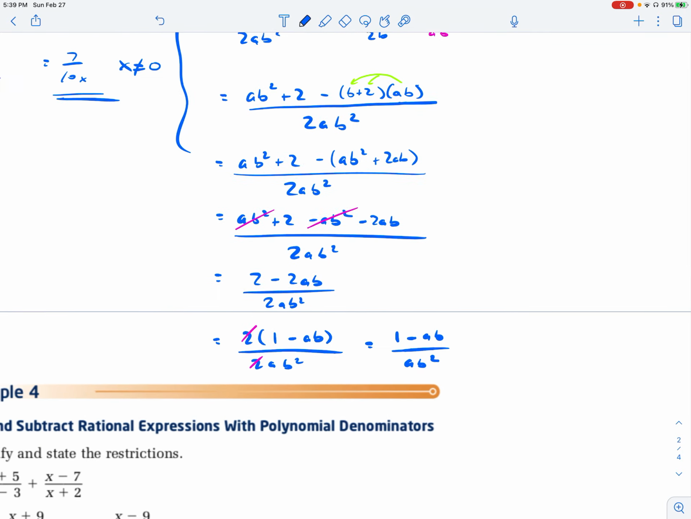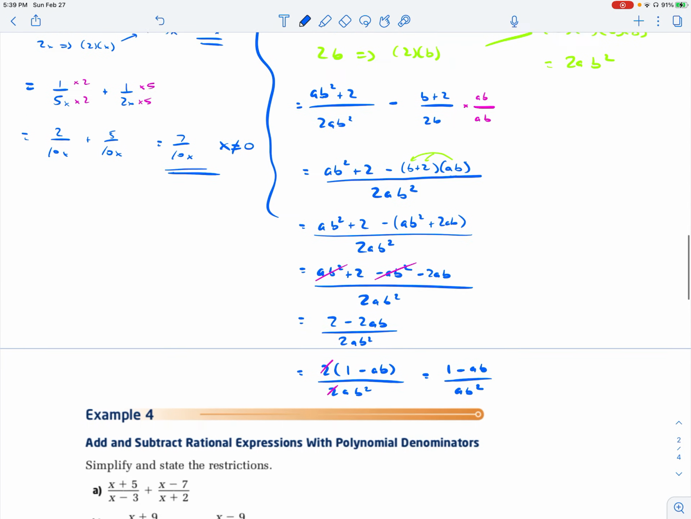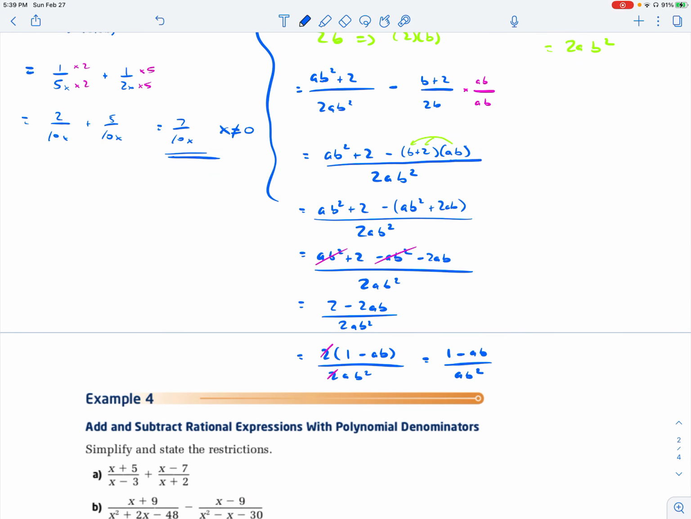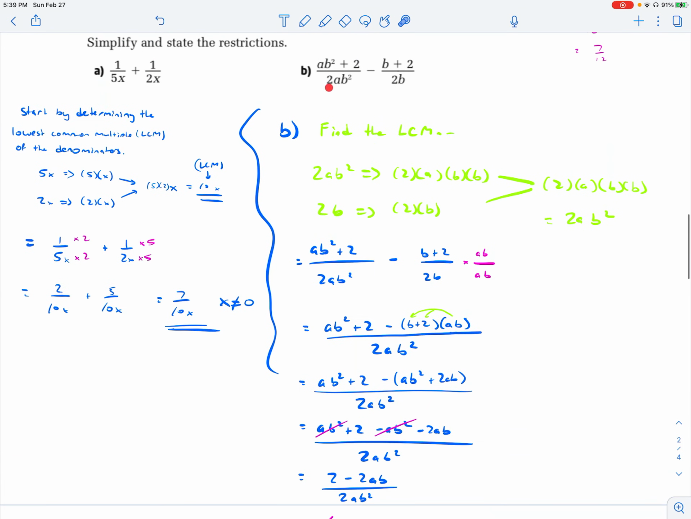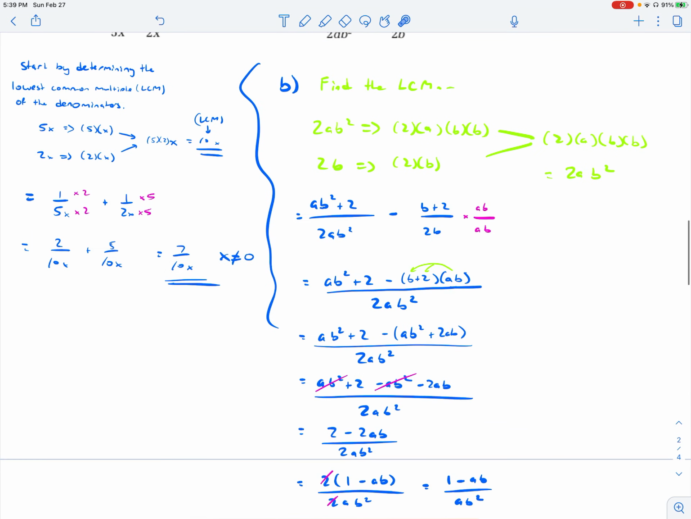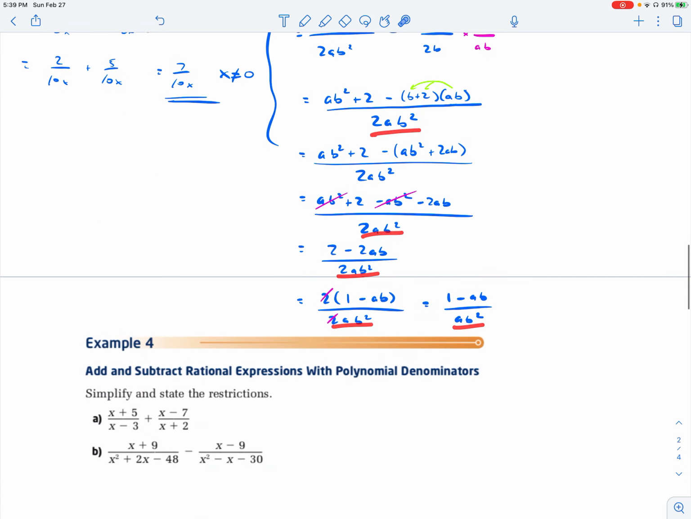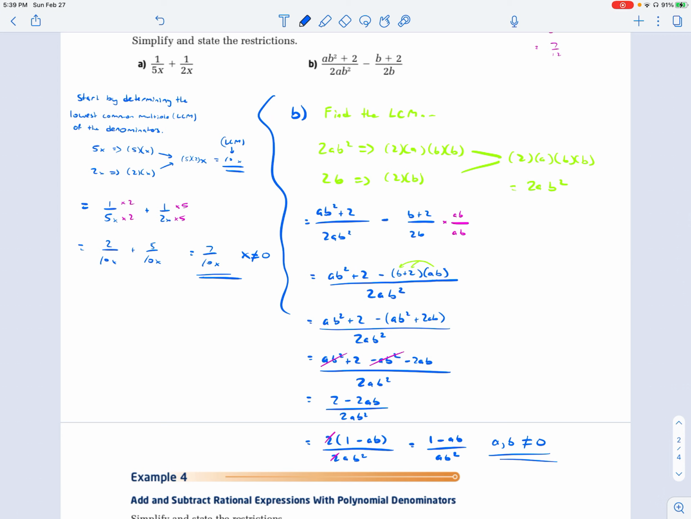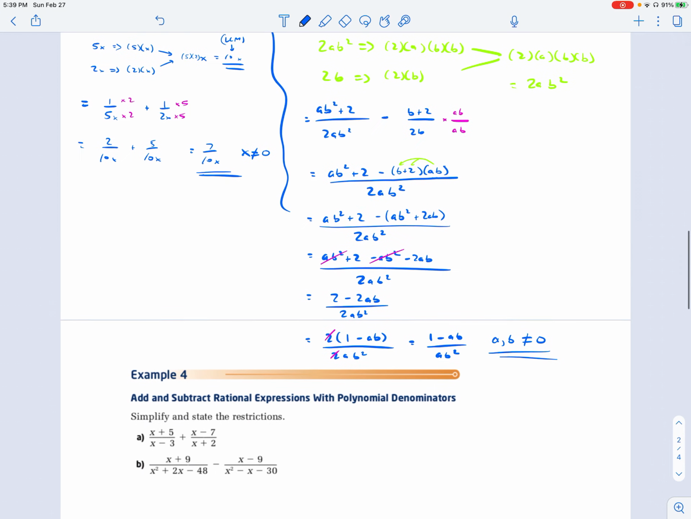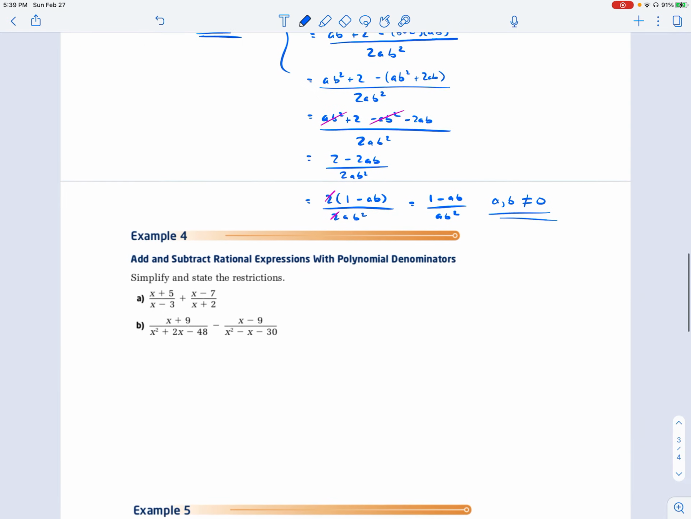Now I just need to state any restrictions from along the way. So I have two variables, a and b, and I can see that from the get-go, both of them can't be 0. The ab is always present throughout, so we only have those restrictions. We'll just say a and b cannot equal 0. Okay, and that's it for those two. We'll now look at the next example.